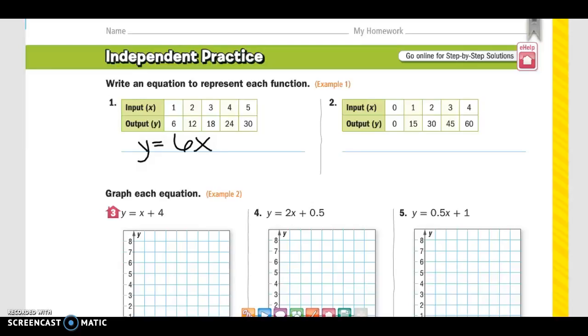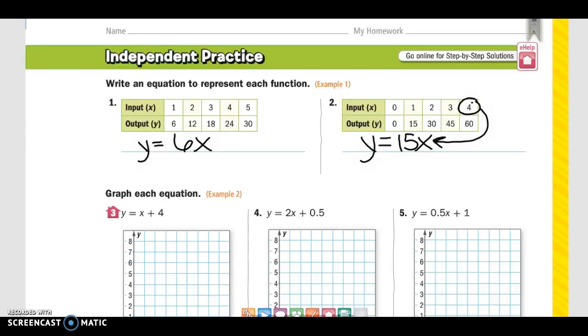Over here, on number 2, we go from 0 to 0, 1 to 15, 2 to 30, 3 to 45, 4 to 60. We're going to be multiplying by 15, so y equals 15x. Remember, you can always check these to see if you're right or wrong. All you have to do is take an x number and plug it in for x. So 15 times 4 gives us 60, which is our y.